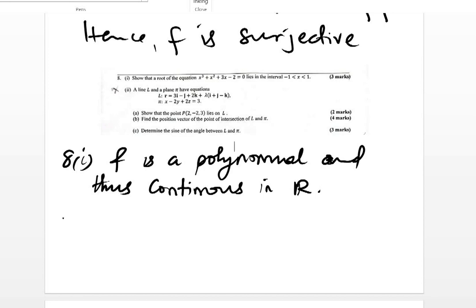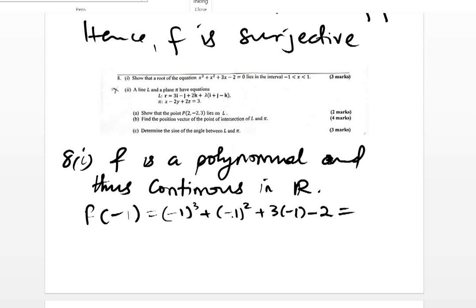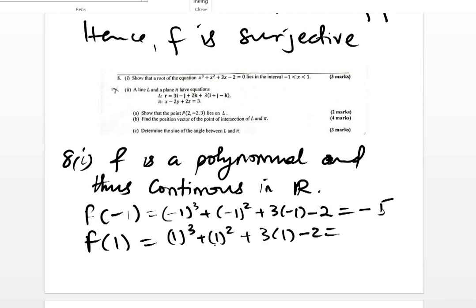Okay, now we have that function. Let's obtain f of -1. F of -1 means (-1) cubed plus (-1) squared plus 3 into -1 minus 2. This is -1 plus 1, 0, -3 minus 2, -5. Now f of 1 is 1 cubed plus 1 squared plus 3 into 1 minus 2, which is 3.